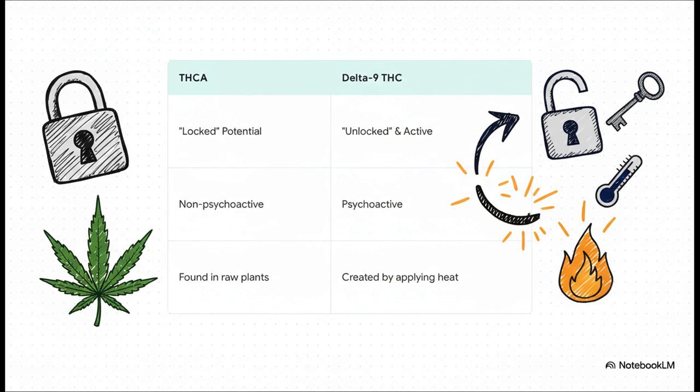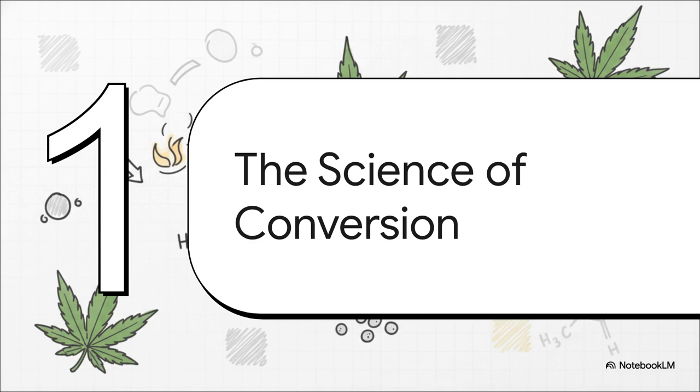This little chart lays it out perfectly. THCA is that locked potential. The power is there, but it needs a key to turn into the unlocked, active delta-9 THC. And as you can see, that key is simply heat. It's this one transformation that makes all the difference. So how do we get from that locked state to the unlocked one? Well, it's not magic. It's actually a very specific and pretty well understood chemical reaction.